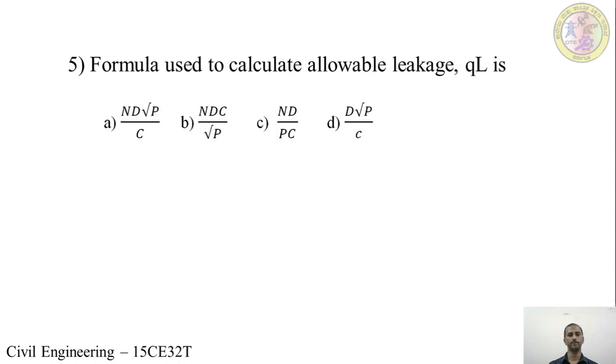Question number 5. Formula used to calculate allowable leakage QL is A. ND root P divided by C, B. NDC divided by root P, C. ND divided by PC, D. D root P divided by C. And the answer is A, that is ND root P divided by C.